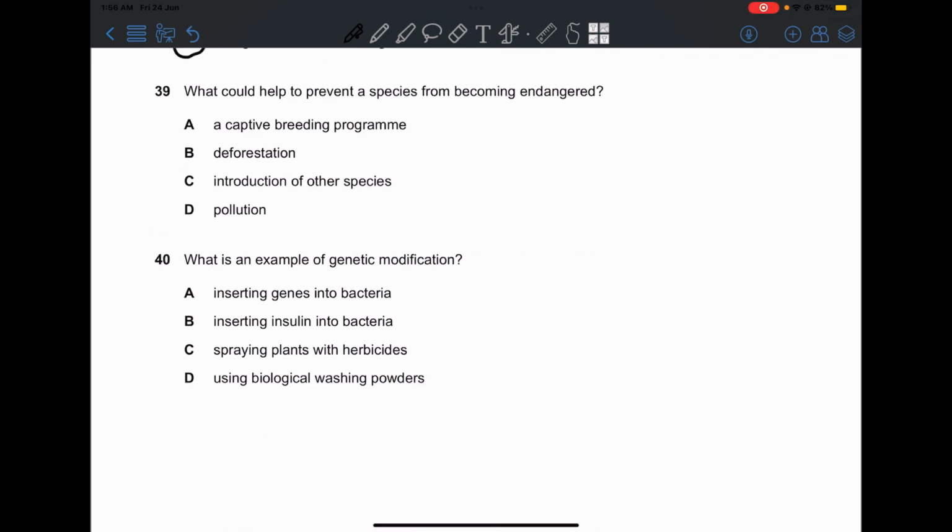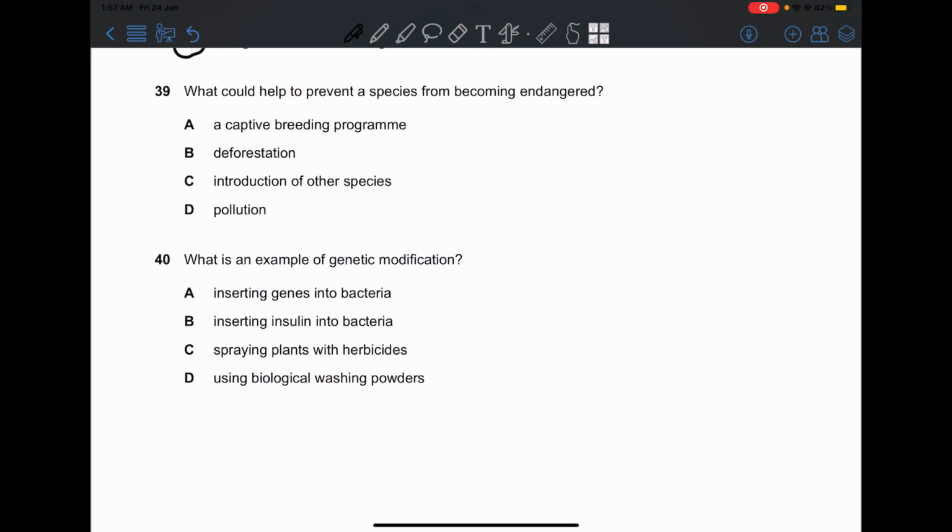39. What could help to prevent the species from becoming endangered? Now we know that there was a list of things that can be done to prevent the extinction of a species, such as maintaining the genetic pool, or maintaining or preserving their habitats, and maybe doing some captive breeding programs. So that is just a couple of things that can be done to preserve a species from becoming endangered.